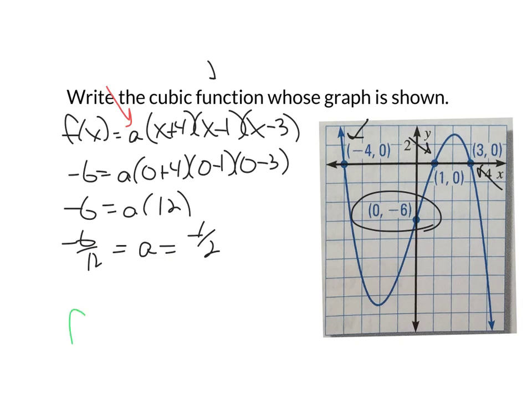So my answer is going to be f of x equals -1/2, x plus 4, x minus 1, x minus 3. And again, the first 3 factors come from the zeros, then you have to plug in the other point to find your a value, to tell you what the ends do, what the end behavior is, and also kind of the width of the graph.